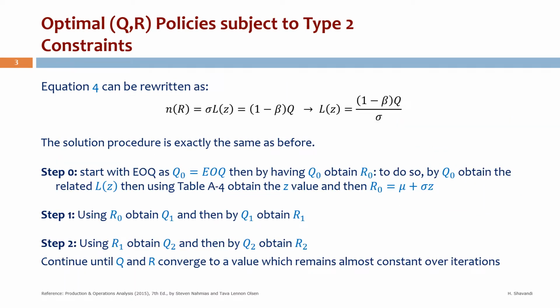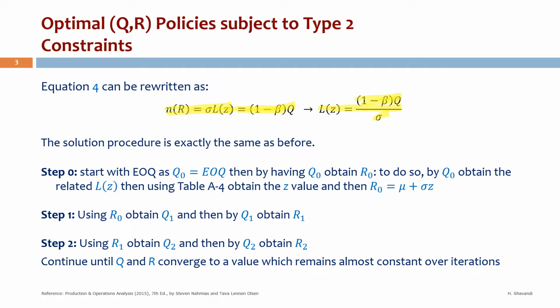We can also rewrite equation number 4. We had this equation before, NR equals sigma times LZ. And now we see that NR equals 1 minus beta times Q, right? So we can rewrite this equation to be LZ equal to 1 minus beta times Q over sigma.